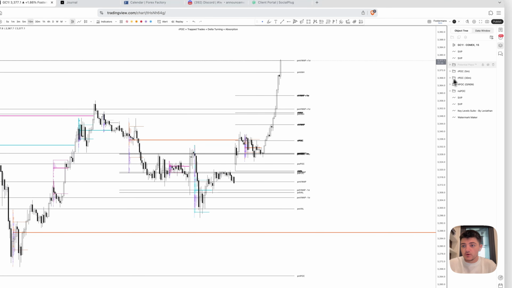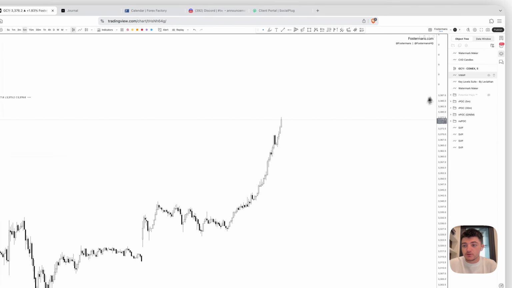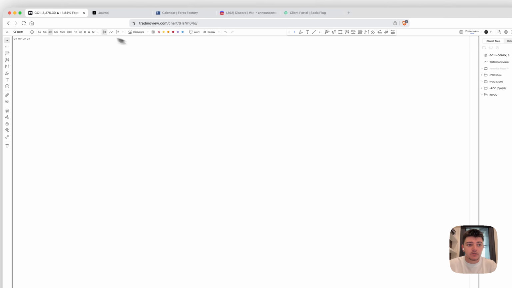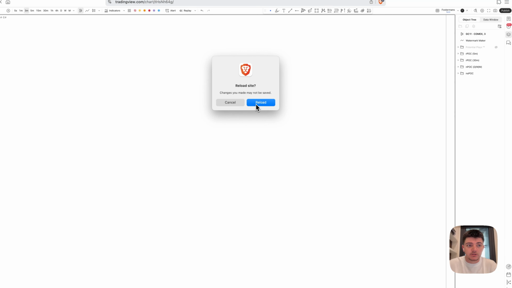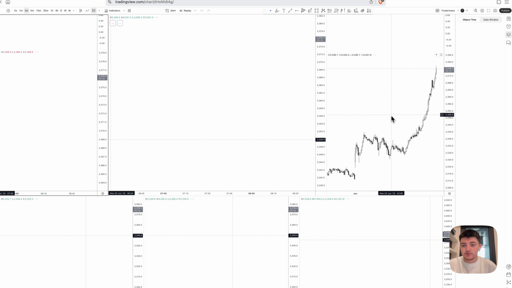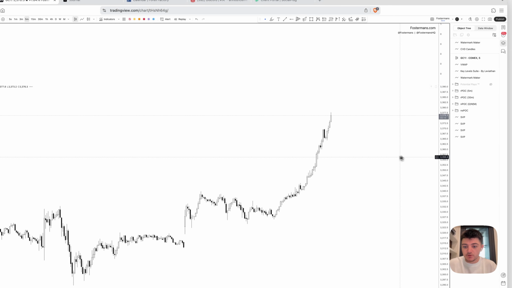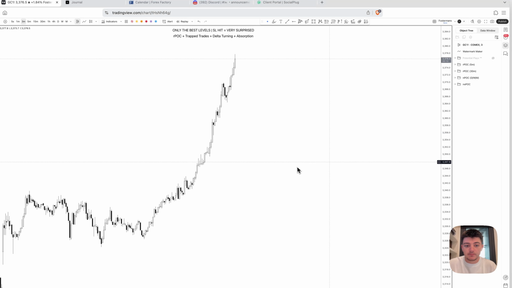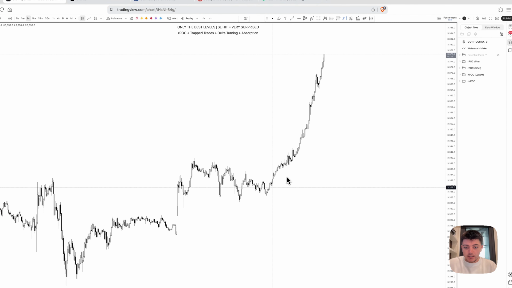So let's start off with the range point of control, okay? What we're going to want to do is just look at the blank chart, which is going to be the best. Let's just give it a quick refresh, okay? So what we're looking for is just range point of controls. You guys are already familiar with them all. So let's just get these loaded in.